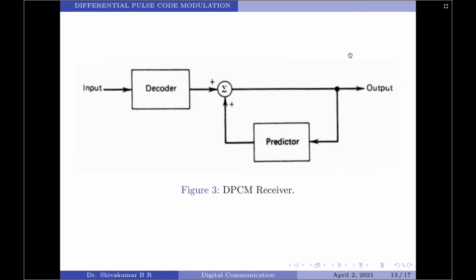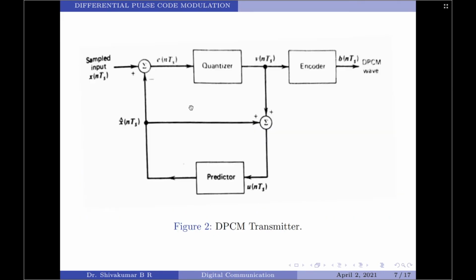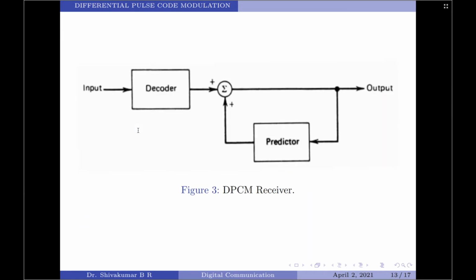Further, we also note that the receiver also consists of a predictor which is very similar to the one present at the transmitter. In simple words, the predictor at the receiver works exactly like how a predictor at the transmitter works. Therefore, the output of the predictor is once again x cap of nTs, because that is what we have seen at the transmitter as well.